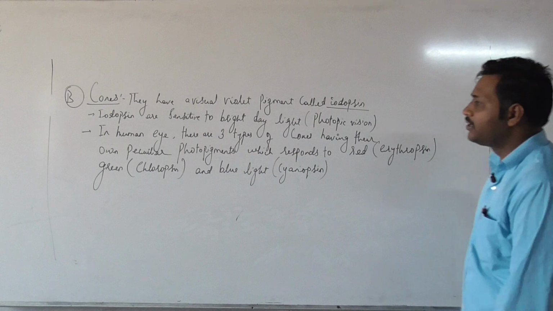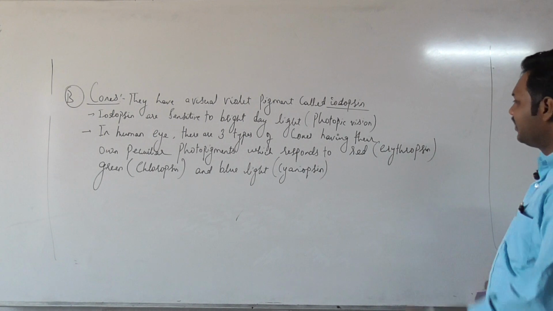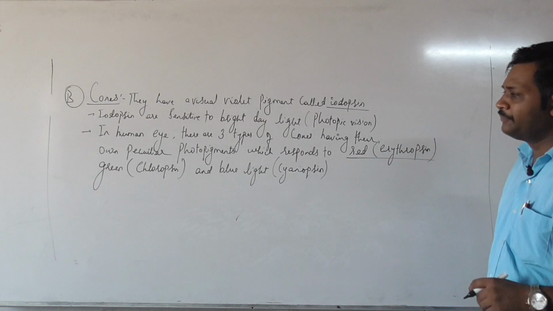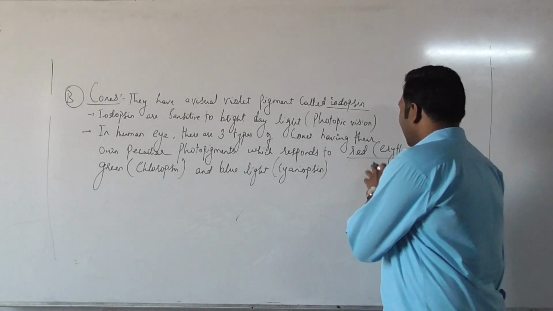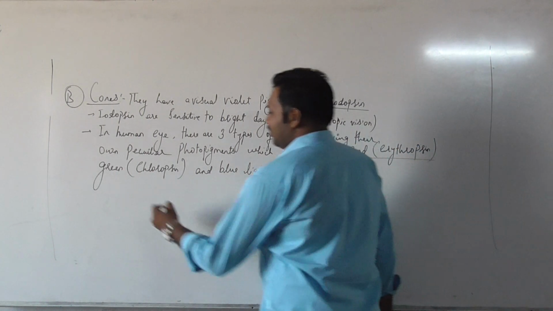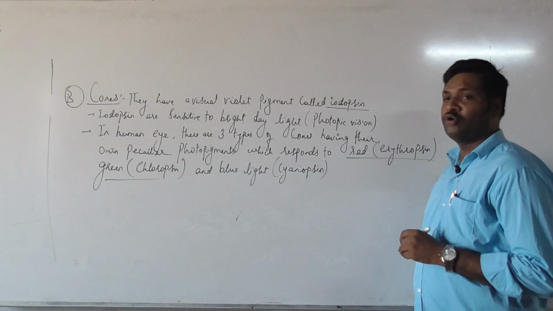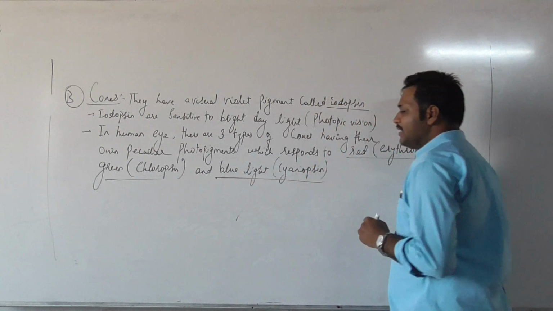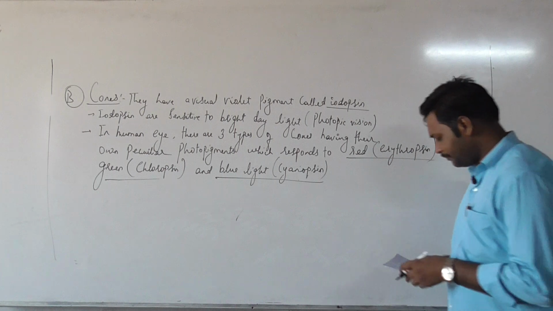So these are the three different types of photopigments found in the cones, which means there are three different types of cones. The photopigments which respond to red light are called erythropsin, those which respond to green light are called chloropsin, and those which respond to blue light are called cyanopsin. So these are the three different types of cones.